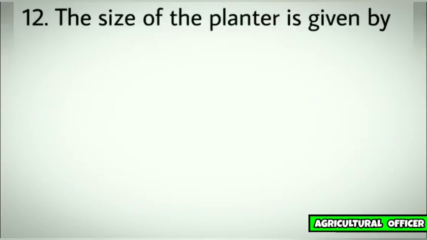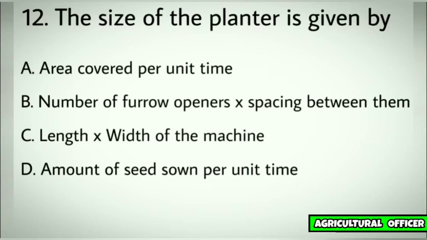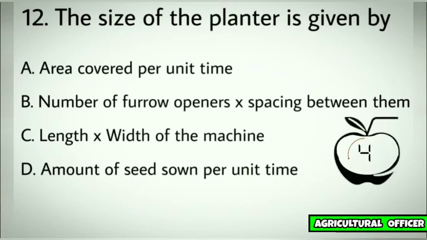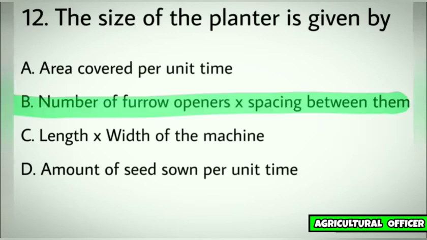Question number 12. The size of the planter is given by options: A. Area covered per unit time, B. Number of furrow openers into spacing between them, C. Length into width of the machine, D. Amount of seed sown per unit time. Correct answer: B. Number of furrow openers into space between them.